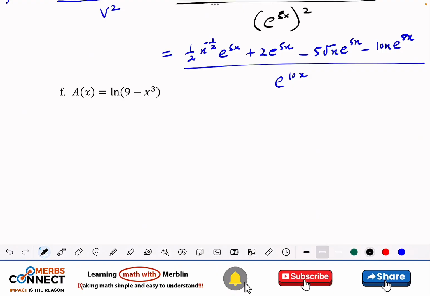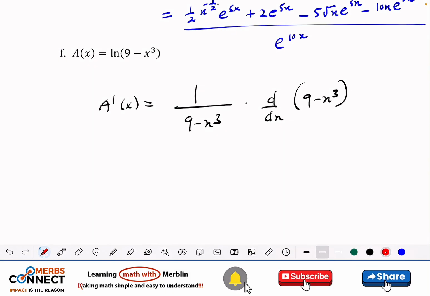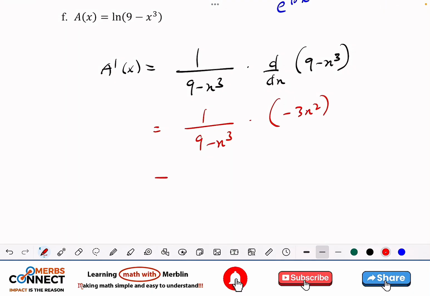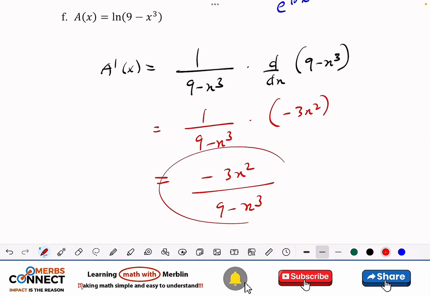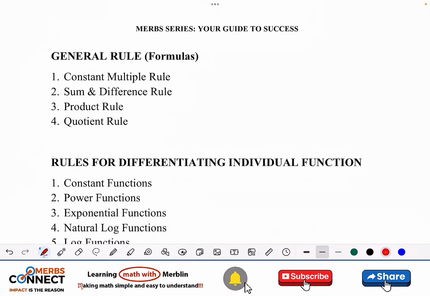Let's do this last one here. I'm sure this is the last one, then we are done. So here a prime of x, this is a natural log function. So 1 divided by what is inside the parenthesis times we take the derivative of what is inside the parenthesis. So this is going to give us 1 divided by 9 minus x to the power 3 times differentiating this, and we are going to have minus 3x squared. And then this is going to give us minus 3x squared divided by 9 minus x cubed. Yeah. So now we've added some things to it.